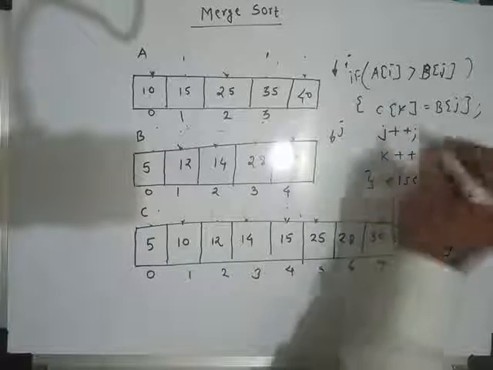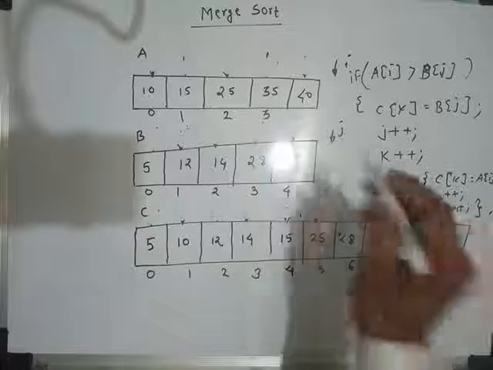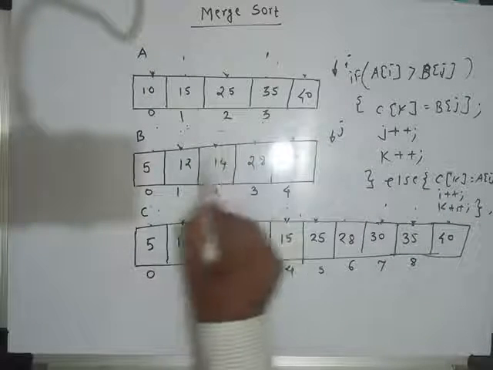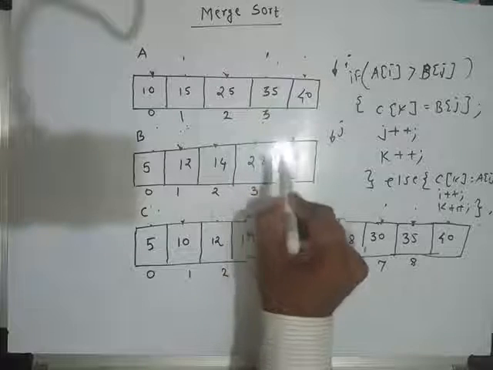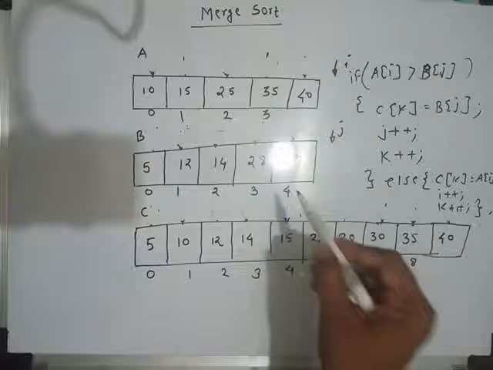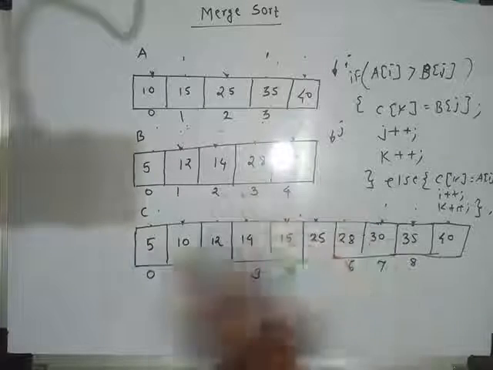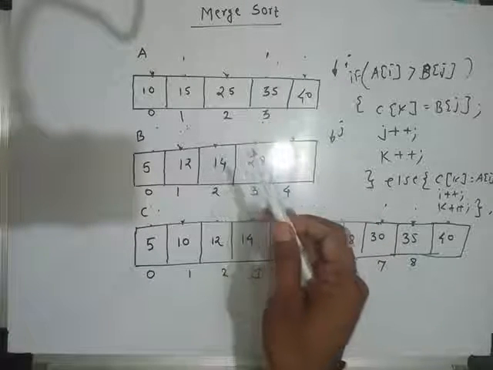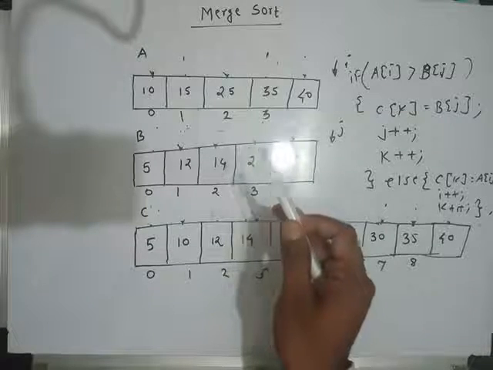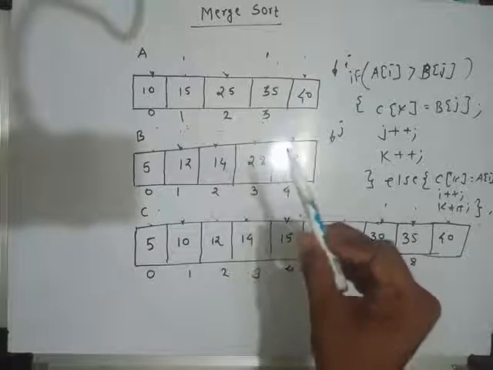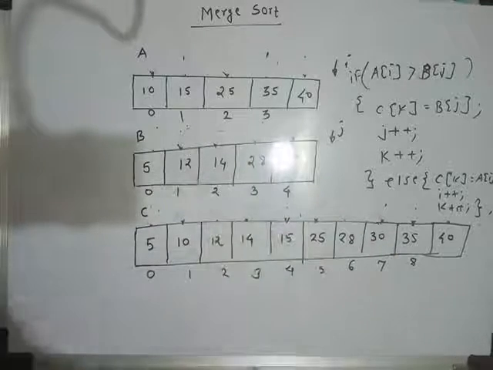So we'll put this in a loop till I is in this range and J is also in this range. If one of those variables gets exhausted, we'll quit this loop and copy the remaining elements from the array which is not yet exhausted or not yet finished, right? So that's the merge procedure, which is the central part of merge sort. Now let's see the merge sort algorithm.